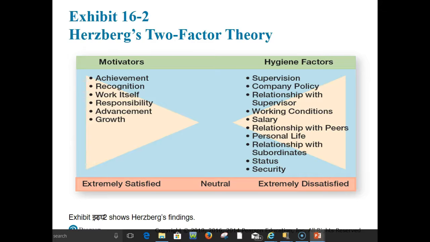So here we have the motivators being achievement, recognition, the actual work itself, responsibility, advancement, and growth. And the hygiene factors that are associated, we have supervision, company policy, relationship with supervisor, working conditions, the salary, relationship with peers, personal life, relationship with subordinates, status, and security. Those are the hygiene factors.